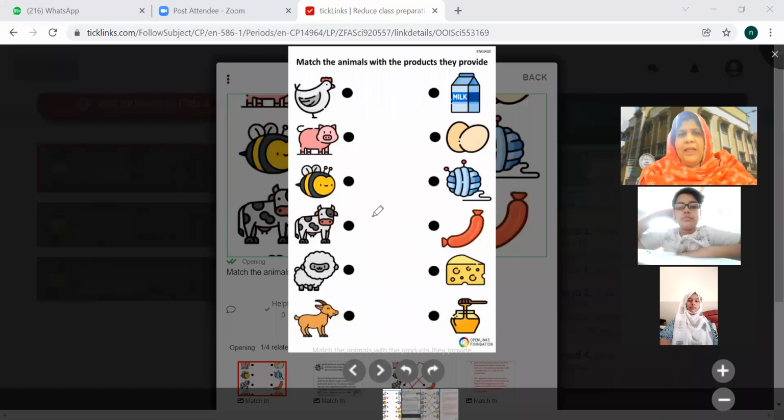Good. And then what is this? Pig. Yeah, what does it give? The sausage. Yes, pork. So these are the animals which are providing these dietary products to us.